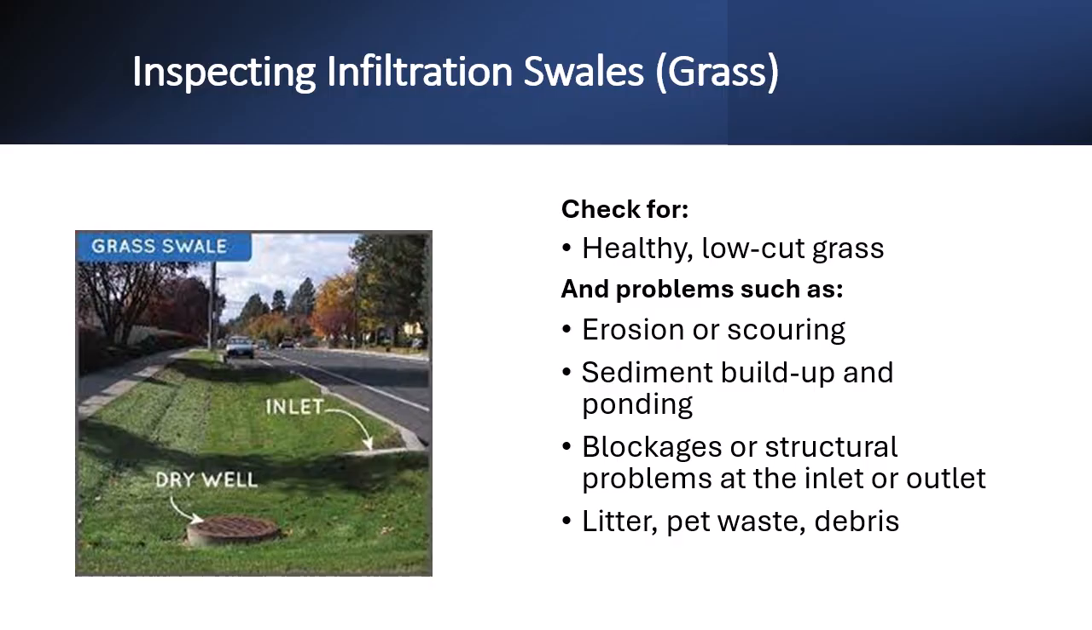When inspecting grassy infiltration swales, first check for healthy, low-cut grass with minimal bare spots. In most cases, you would want 90% coverage. Then check for conditions that could cause structural problems or impact the swale's ability to filter stormwater effectively, such as erosion or scouring from fast-moving water or other disturbances such as foot traffic, sediment accumulation with no more than 2 inches of sediment buildup and no standing water 72 hours after a storm, and blockages at the inlet or outlet structure from sediment, litter, or debris.